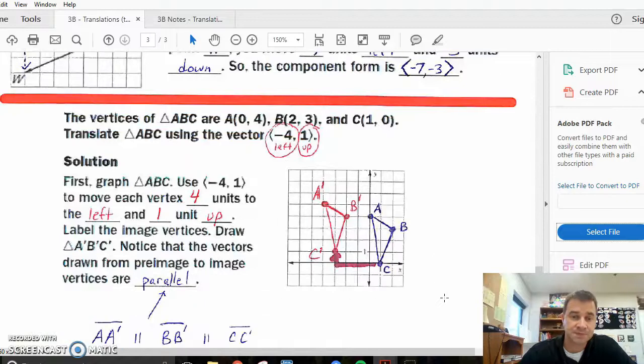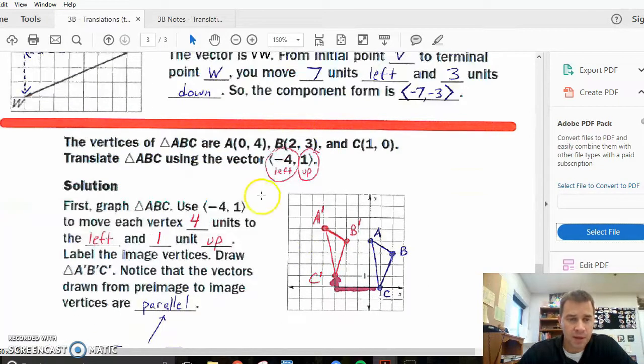So let's put that into practice. We've got a triangle ABC, and that's shown here. That's based on these coordinates that are provided to us. And we're coming up with a new prime image of that triangle. So this is what it's going to end up looking like: prime A, prime B, prime C, using a vector. Well, the vector is showing us that we want to go -4 along the x-axis, in other words 4 shifted to the left in a negative direction, and then 1 up along the y-axis.